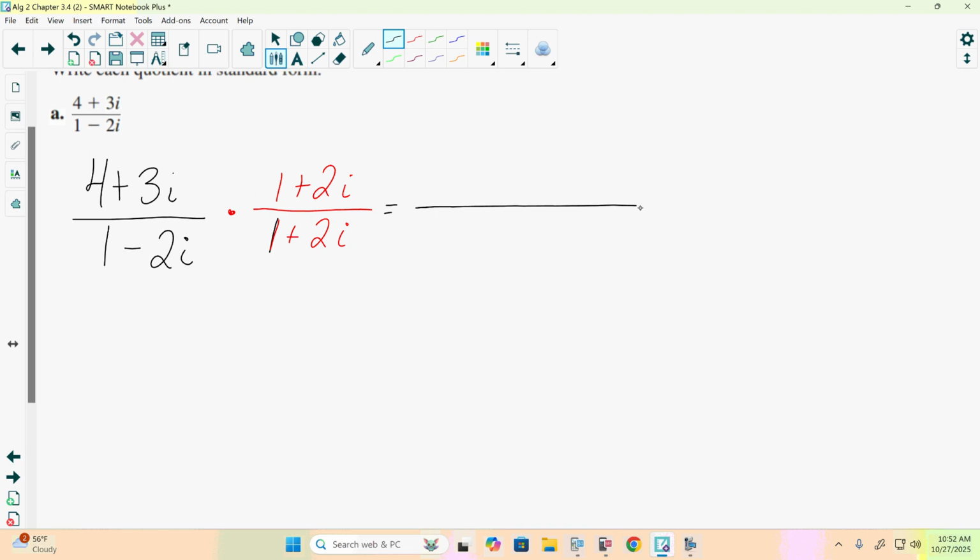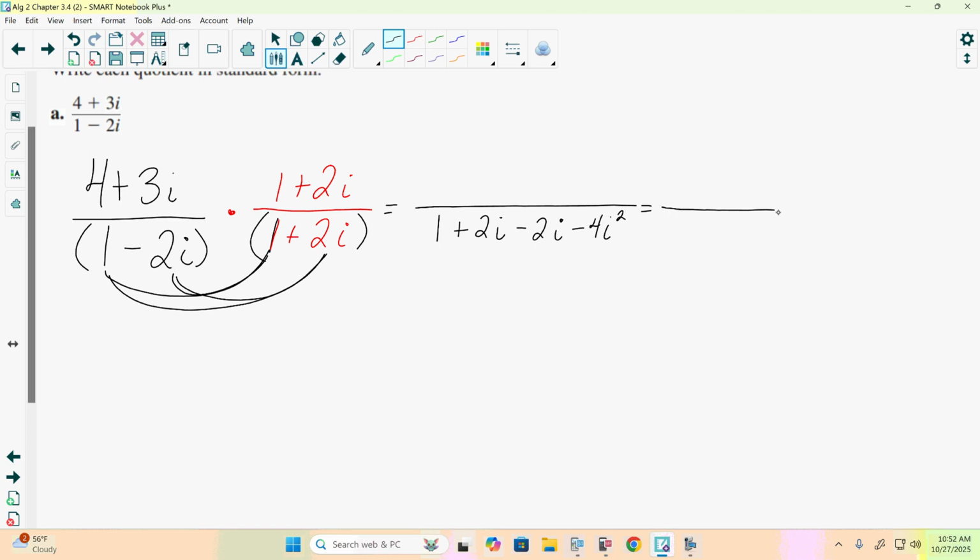And the reason that we do this is because if we look at the denominators first, when we multiply this out, 1 times 1 is going to give us 1. 1 times positive 2i is just going to be positive 2i. Negative 2i times 1 is going to be negative 2i. And negative 2i times 2i, negative 2 times 2 is going to be negative 4, and our i times i is i squared.